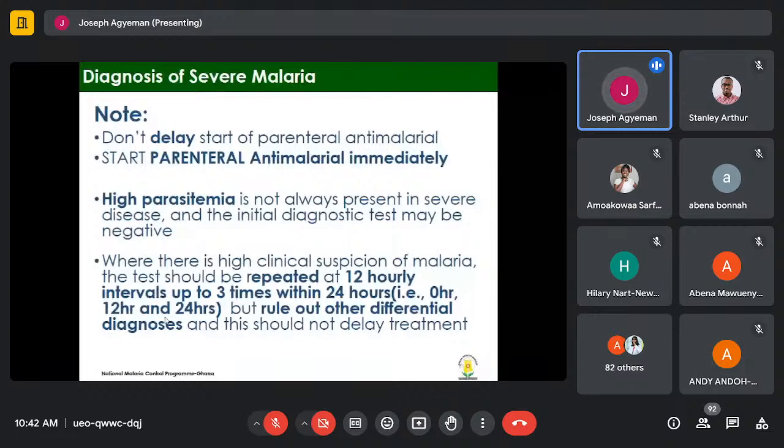So this is to let you know that even in severe malaria, where we expect hyperparasitemia, the test could still be negative. If it happens, the policy recommends that you repeat the test in 12 hours' time. If that one even fails and you still have strong clinical suspicion that malaria is there, you can repeat it 12 hours again after the second one.